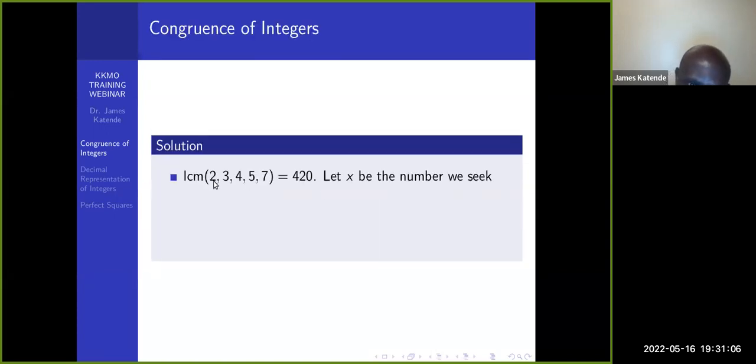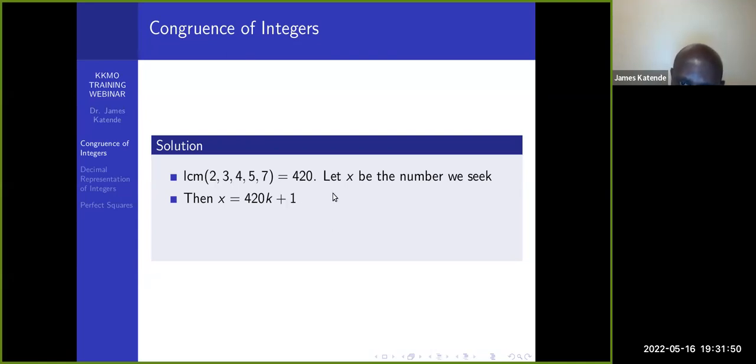Now we want to find a number which leaves remainder 1 when divided by any of these 5 integers. So we can find the LCM of this, and it turns out to be 420. So this number is divisible by any of these. But the number we are looking for should be a multiple of this least common multiple of these 5 numbers plus 1. The remainder is 1, right? The number we are looking for is this x, and when divided by any of these numbers, the remainder will be 1.